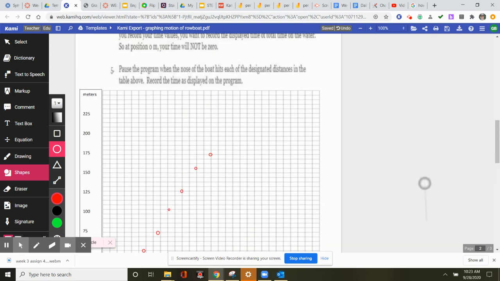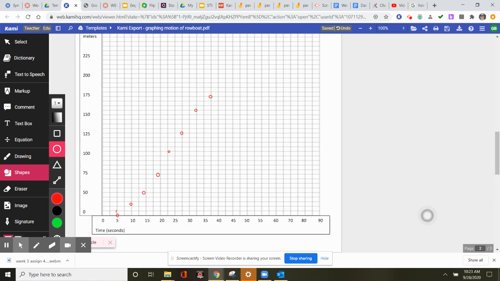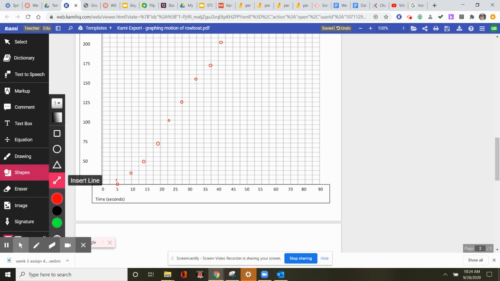And then my last data point at 200 meters, we were about 41, 40.8. So here's 40. Here's 2 meters. So we were a little bit beyond 40. Maybe right here. All right. So we're not finished, but we have the data graphed. Good job. Now we're going to make a line.